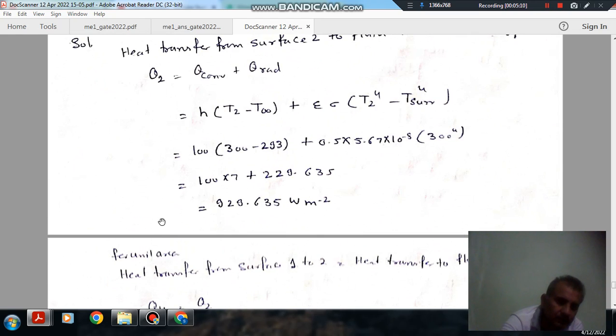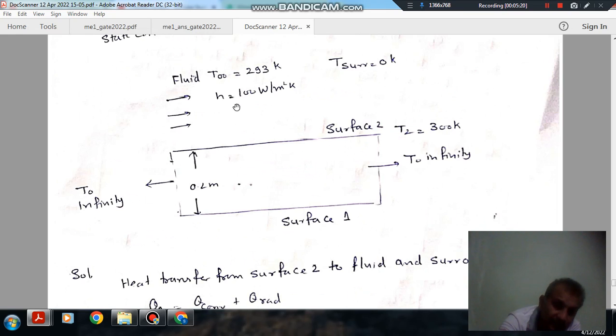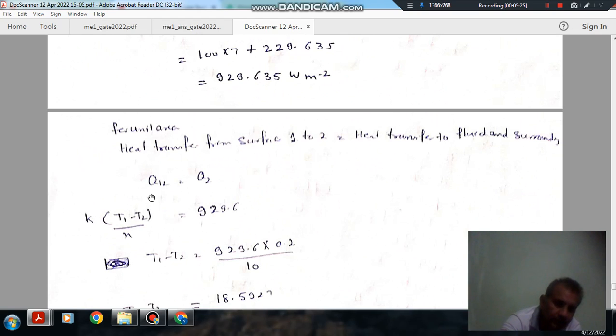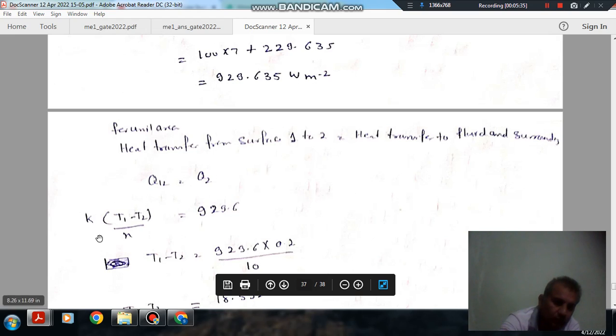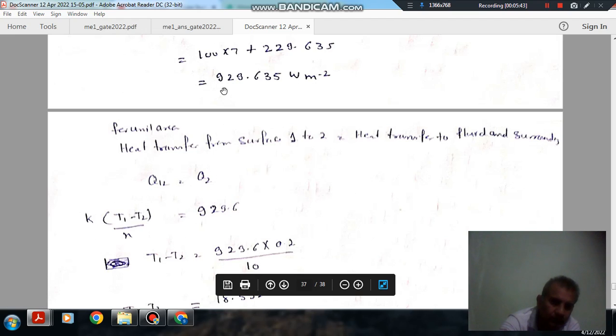So that is the heat transfer from this surface, and heat is coming from surface 1 to transfer and then transferring to this, and then the heat is transferred to this fluid and to the surrounding. So the heat coming from 1 to 2 will be equal to Q2, and this heat is flowing due to conduction. So the heat flow per unit area is K (T1 minus T2) by X, and Q2 we have found out as 999.6.